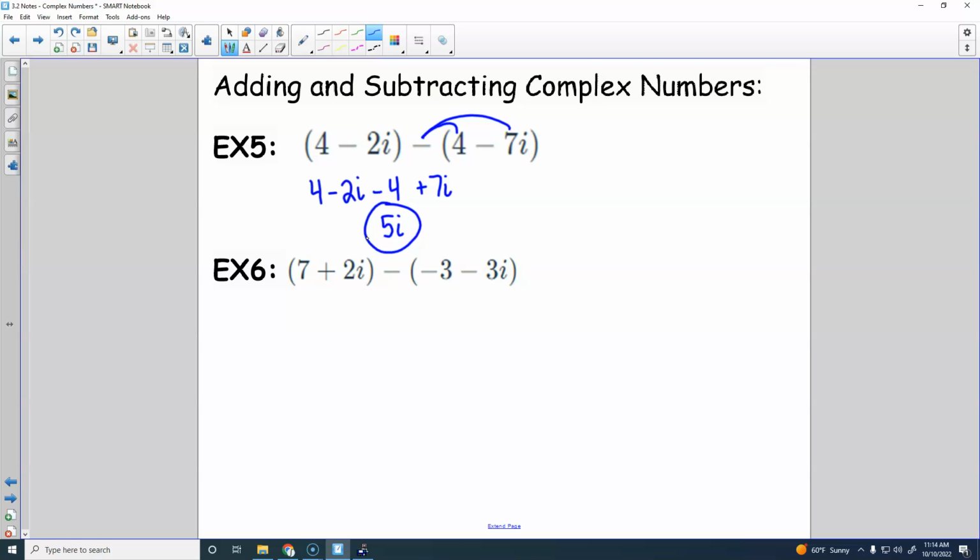To do another example of that here, we would just distribute that negative. 7 plus 2i plus 3 plus 3i. And then 7 plus 3 will give us 10. 2i plus 3i would give us 5i.